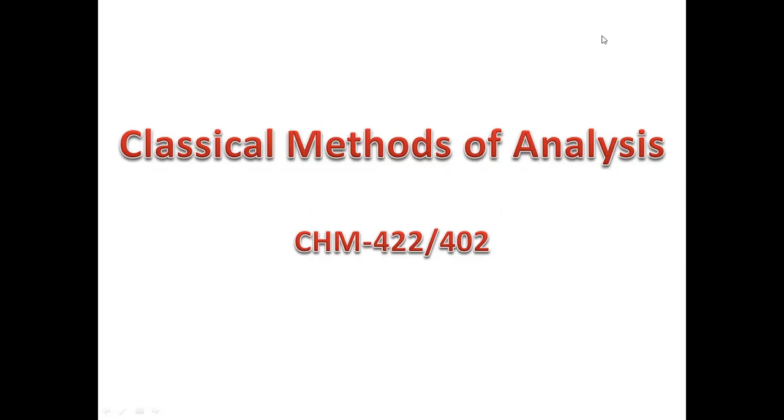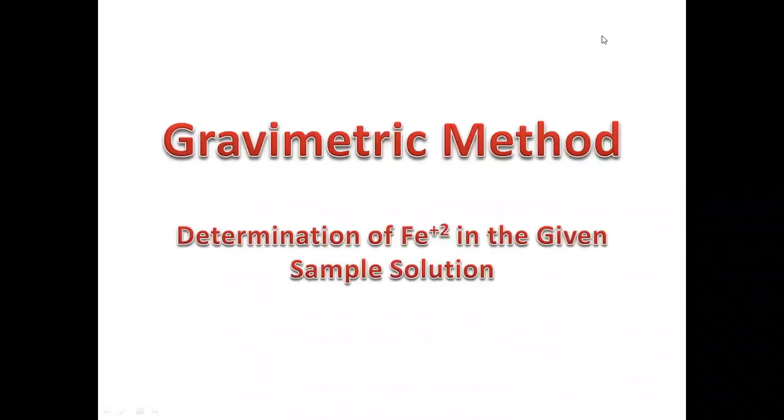This lecture is related to your lab, CHM 422 and 402, which is based on classical methods of analysis. This experiment is a part of gravimetric methods, and the title of your experiment is Determination of Fe+2 ferrous ion in the given sample solution. So here I will discuss the procedure of this experiment, and I will present the scheme which is actually showing all the steps of the procedure.